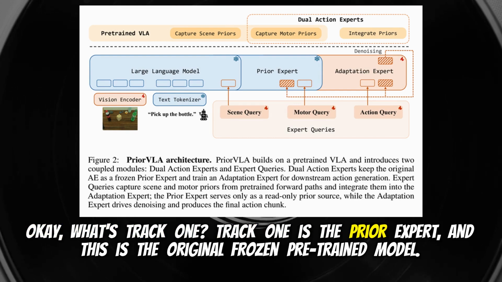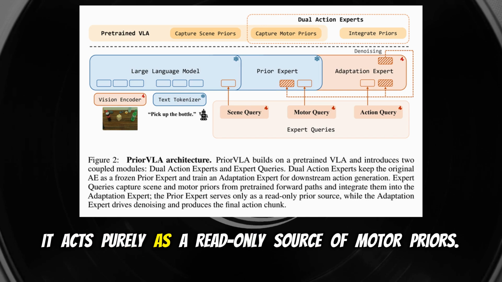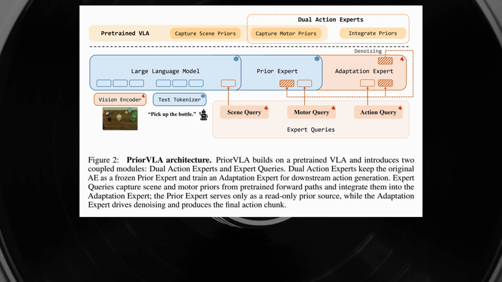Track one is the prior expert, and this is the original frozen pre-trained model. So no weights updated here at all. Not a single one. It acts purely as a read-only source of motor priors. But here's the catch.